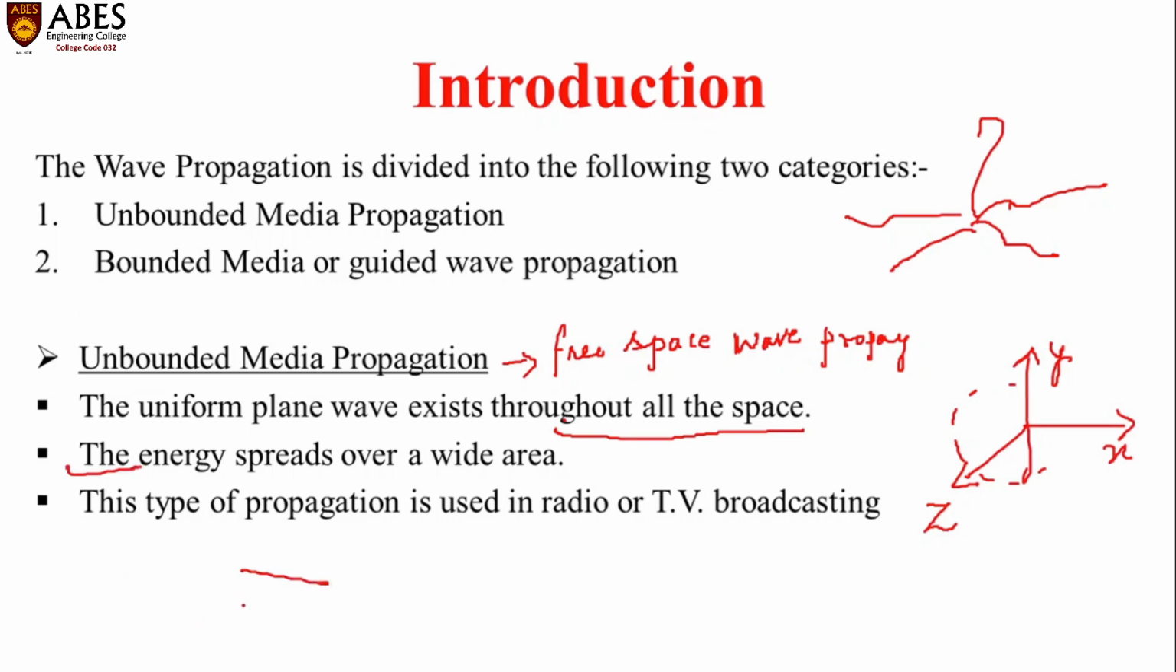What does it mean? That means when we talk about the bounded medium and it is of 2 meter, that means it will move up to 2 meter only. It will not go beyond that. And if it is directed to move in the horizontal direction, it will move in the horizontal direction. It will not go to the vertical one. But in the case of an unbounded medium, it will go beyond 2 meter. It will go in the vertical direction also. Because there is no bounded condition for its propagation. And this type of propagation is used in radio or TV broadcasting.